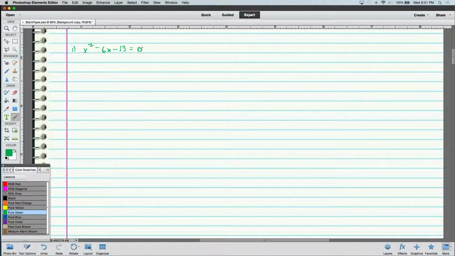Step number 2, move the c over to the other side. So here is our value of c, that's our b value, and this is our a value. Remember, since there's no coefficient here, we know it's going to be a 1. So we want to move the c over to the other side by adding 13 to both sides. We get x squared minus 6x equals 13.